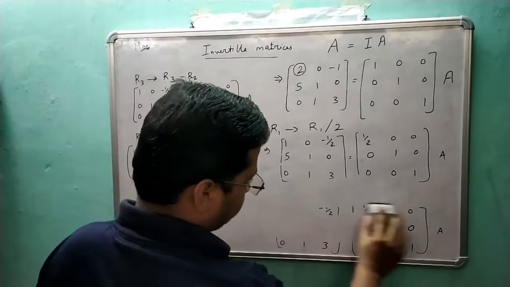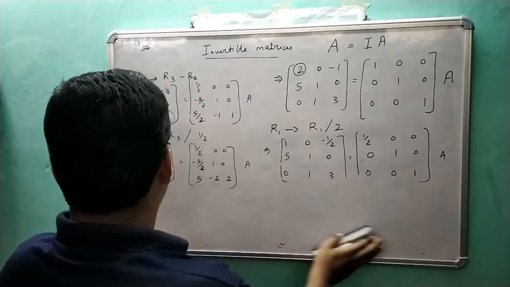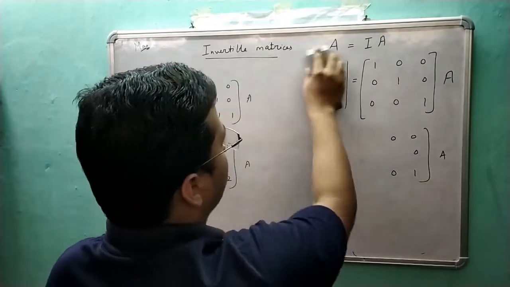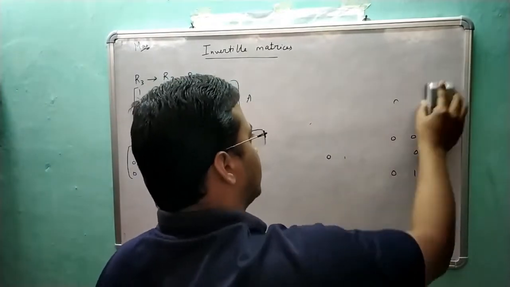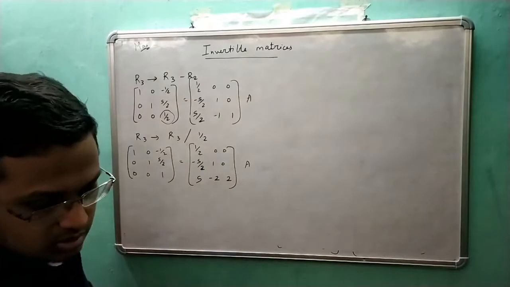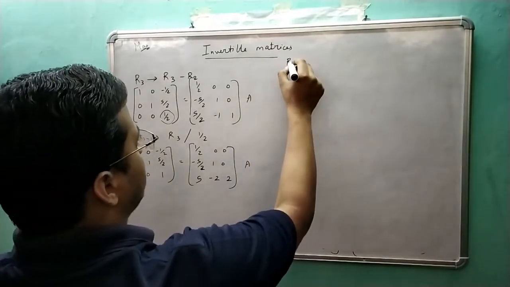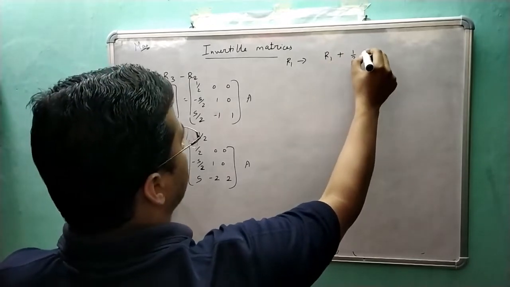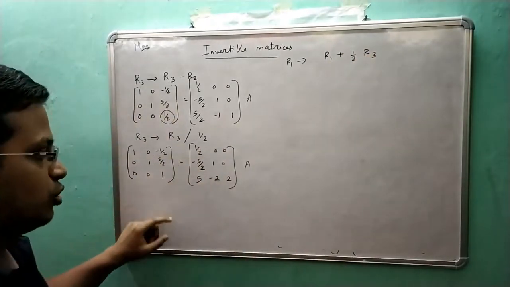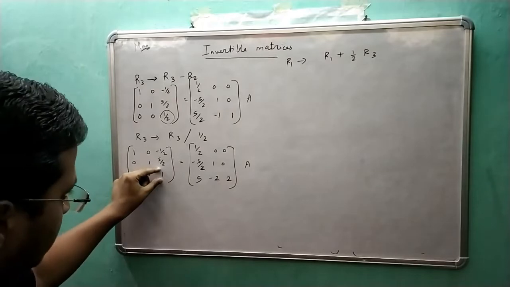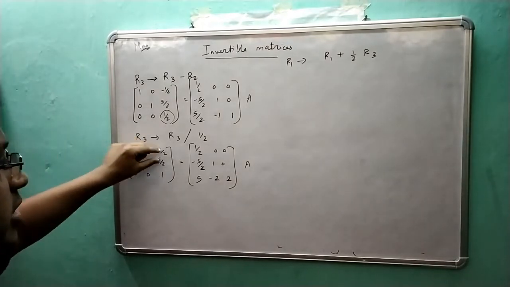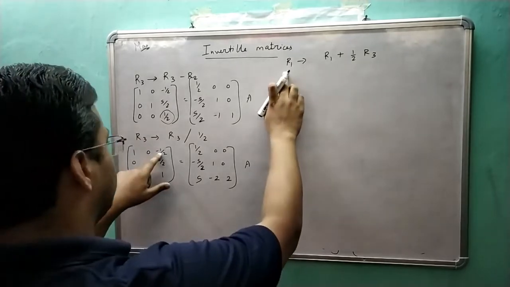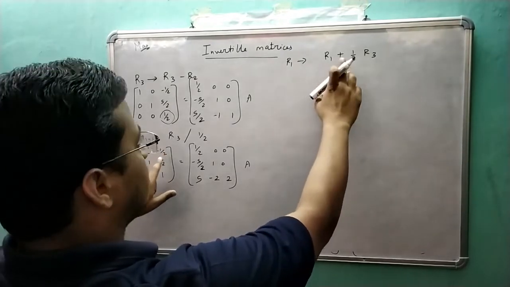So now we have to make the element minus half as 0. How can that be made? So let us change R1 to R1 plus half of R3. You have to remember that using this one, you have to make the other elements 0. Don't use themselves only. So R1 is changed to R1 plus half of R3.